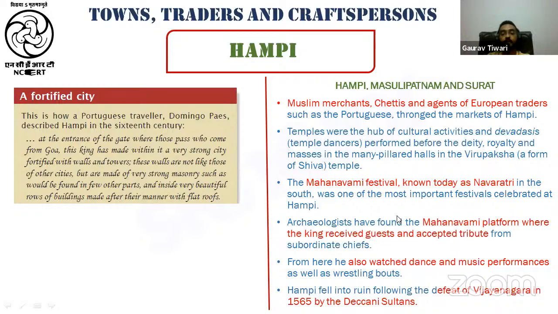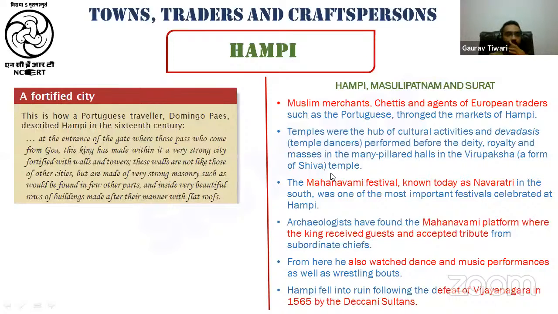Now, Hampi fell into ruins following the defeat of the Vijayanagar Empire. This Vijayanagar Empire was defeated by the Deccani Sultans in the year 1565. See, the rivalry between Vijayanagar and the Bahmani Empire is not new. So after Vijayanagar won over Bahmani, this Bahmani Empire broke into 5 sultanates, and these 5 sultanates collectively came to be known as the Deccani Sultanate, and their sultans came to be known as Deccani Sultans. So the Deccani Sultans defeated Vijayanagar, and with that Hampi also fell into ruins, it was reduced to dust.